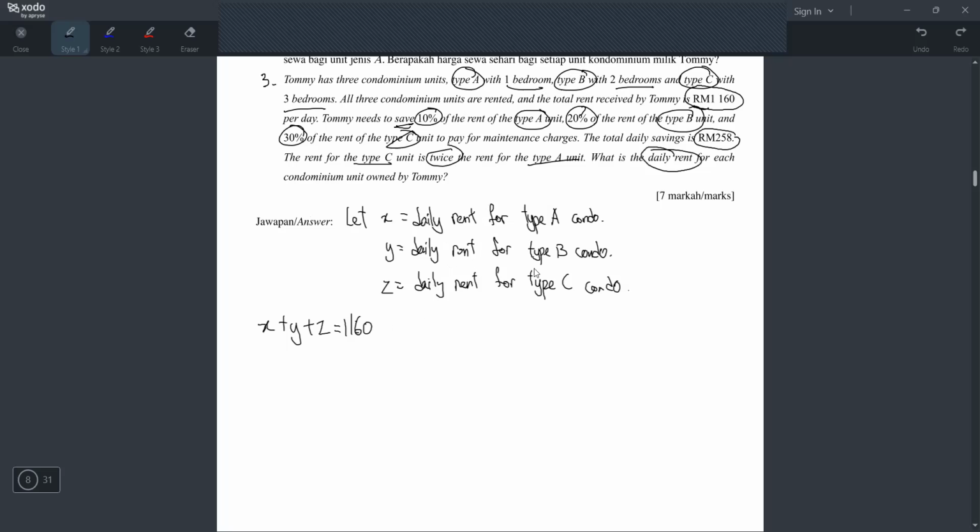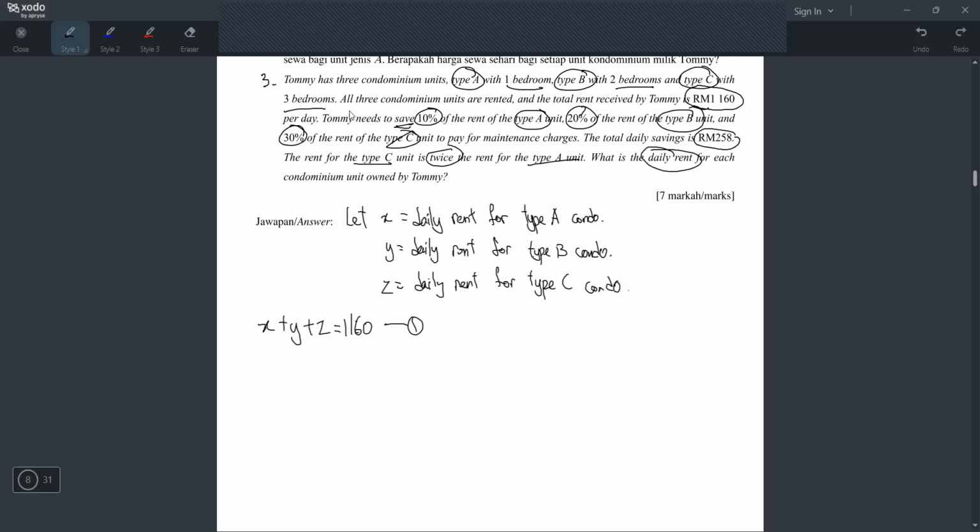So that is why it's very important to know what the X, Y, Z represent. Maybe it represents a number, maybe it represents RM, maybe it represents rent, or maybe it represents feet, whatever, right? So it's important to know what the X, Y, Z represent. In this case, it's the daily rent, not the number of bedrooms. So definitely this is the correct one. So this is equation 1.